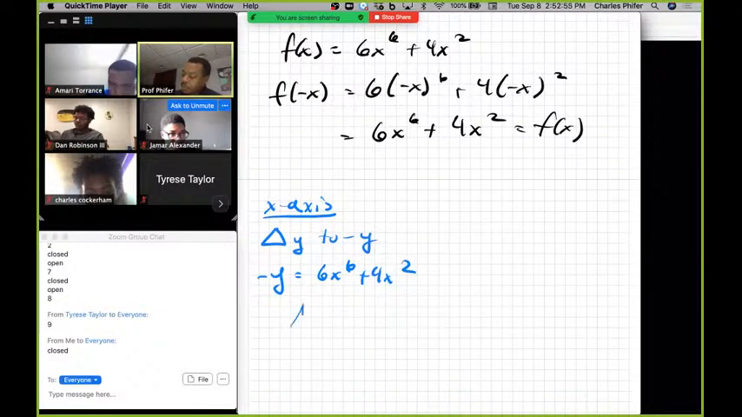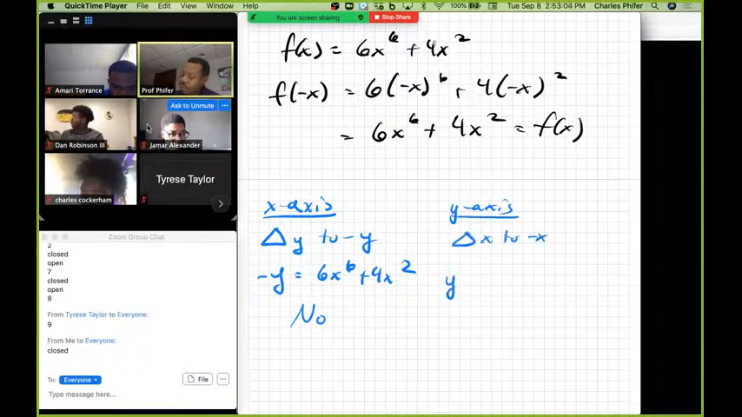For y-axis symmetry, we change x to negative x and simplify. So we're going to have y equals 6 times negative x to the 6, plus 4 times negative x squared.